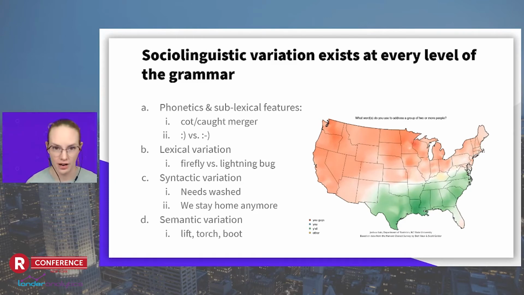And then semantic variation, the same word having different meanings, like lift, to carry, or the elevator equivalent in the UK. Torch, is it on fire or not? Boot of a car, or boot that you put your foot in. And here, I realize this is red-green, but that's the color the graphic was made in, is a distribution of second person plural: you guys in the West and the North, y'all in the South, and then a bunch of other variants like yins that aren't on there.